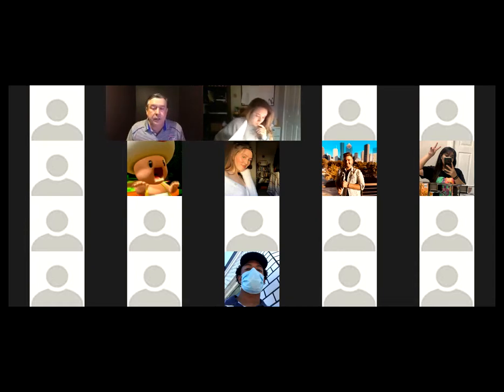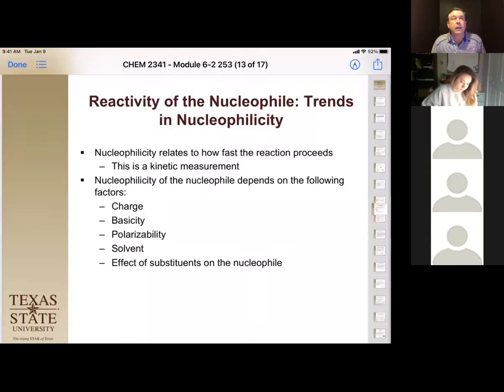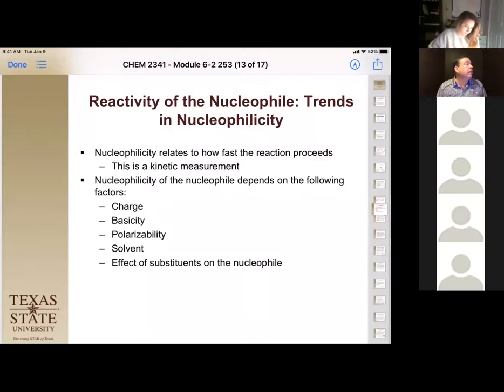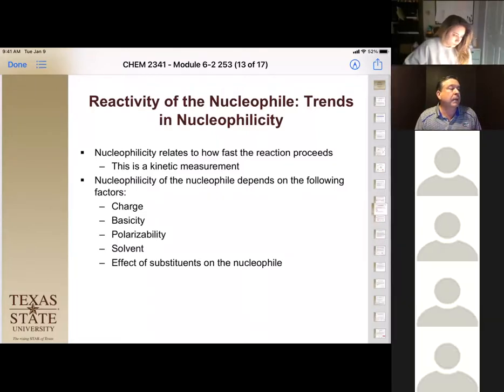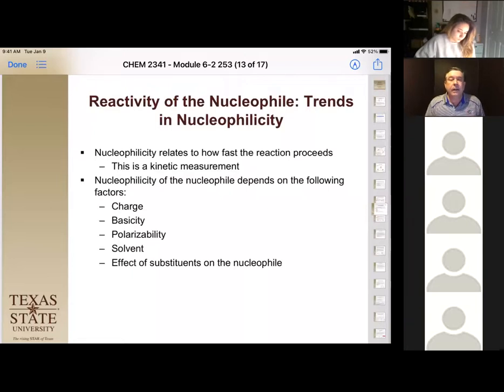So let me go ahead and share my screen. And we'll continue on with some of the parameters that affect this reaction. It controls the rate and/or product ratios that we have in our system, okay?